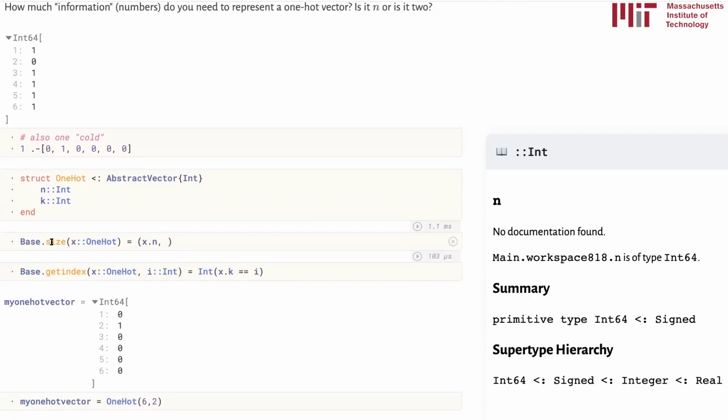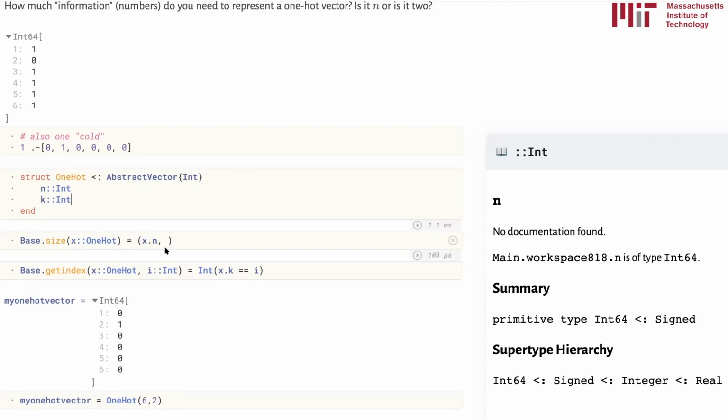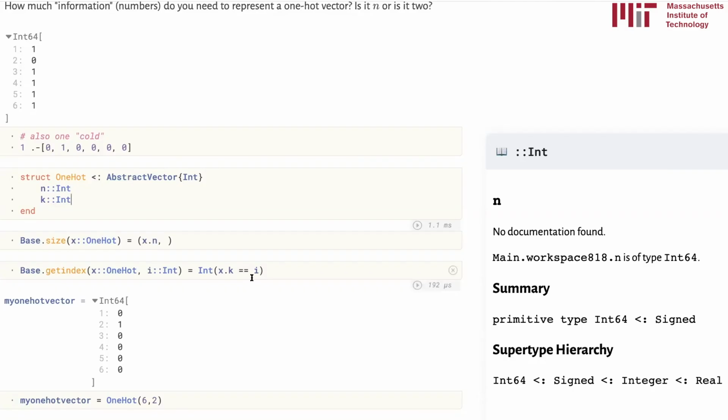We need to get the size of a one hot object. So the size will be the n field of the one-hot object, and it's put into a tuple of length 1, because size is always meant to be a tuple. And let's talk about what should happen when we type x of I. Well, we only have to check whether the hot element is equal to I. And so that's exactly what happens here, right? We just check if it equals I.